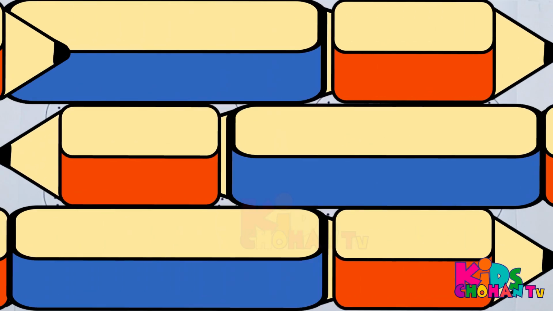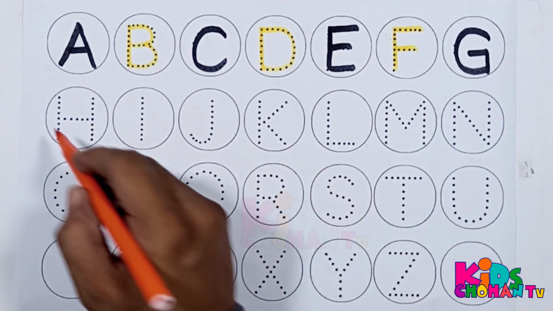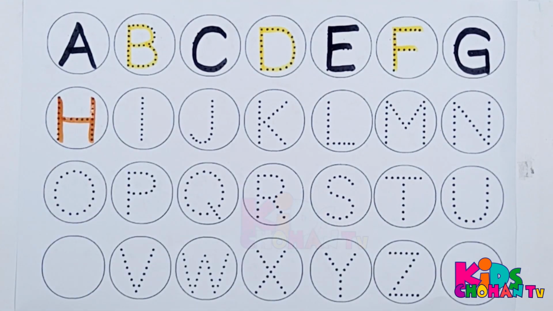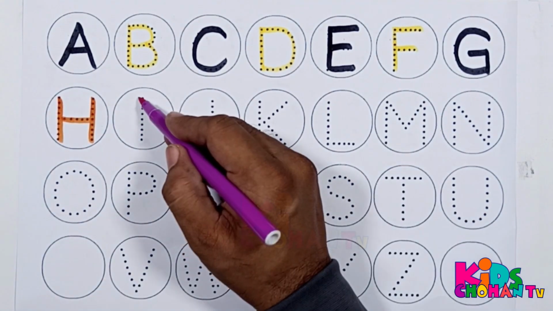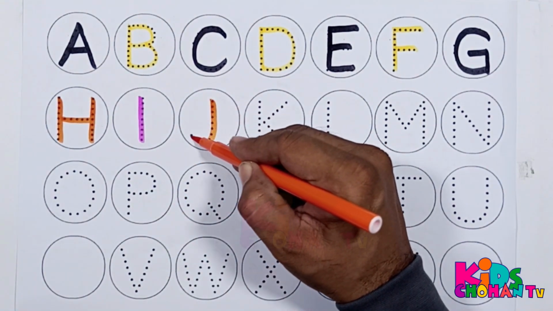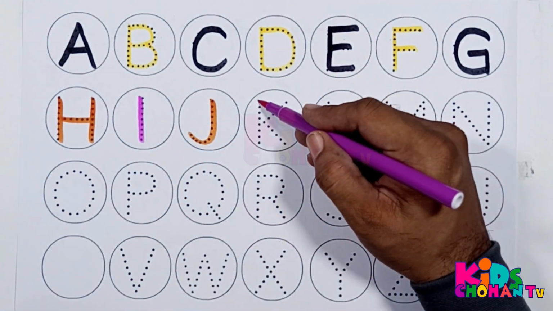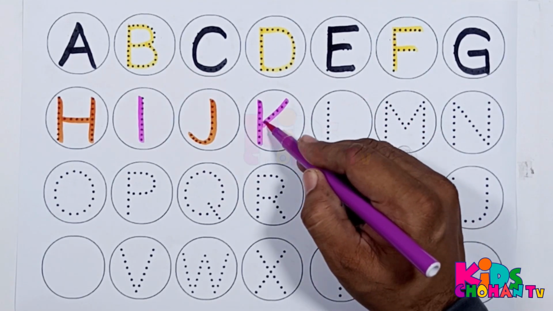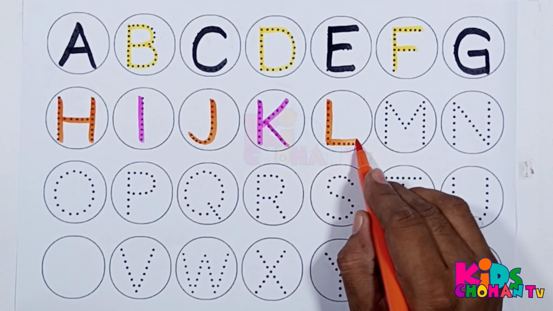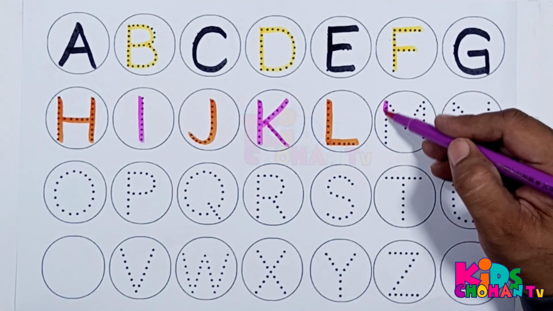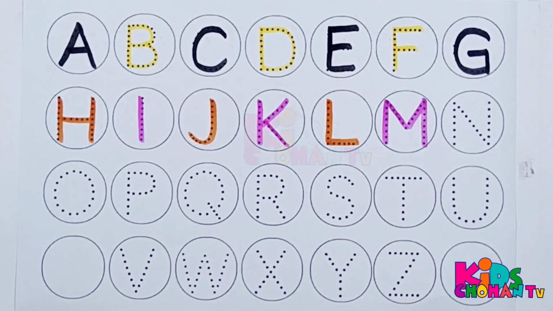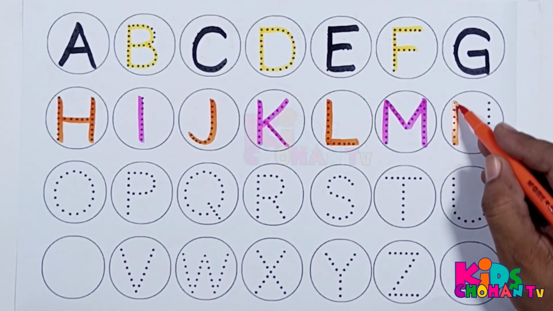G. Orange color, H. Purple color, I. This is letter J, and this is letter K, L. This is letter M. We are tracing letter N.